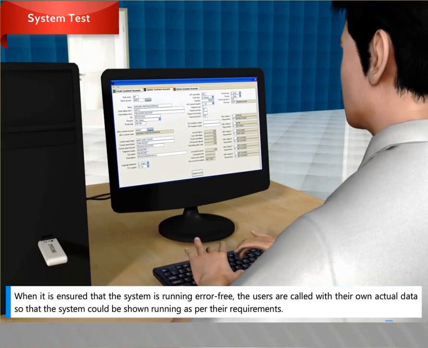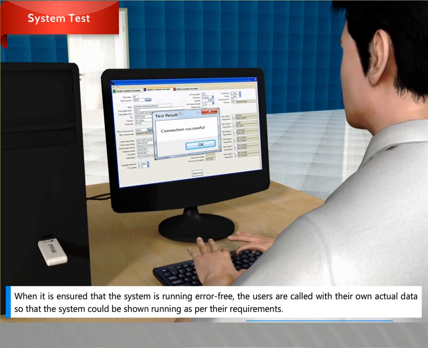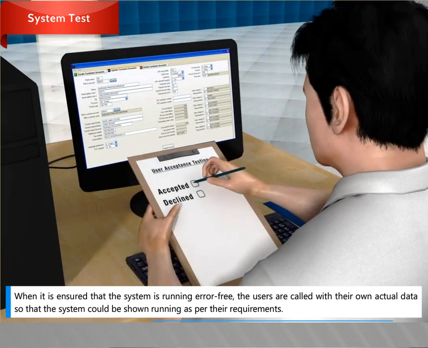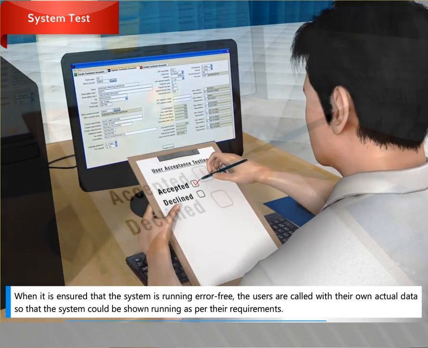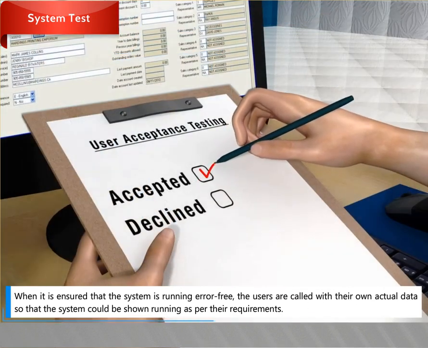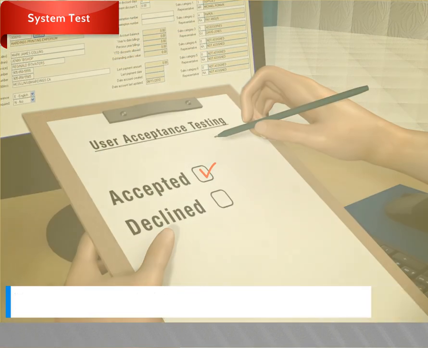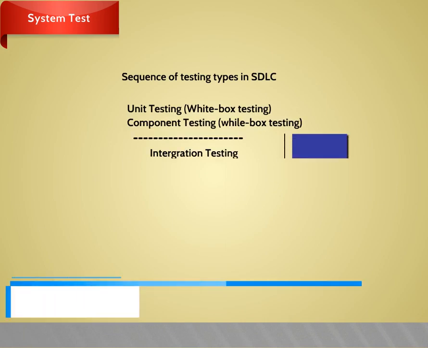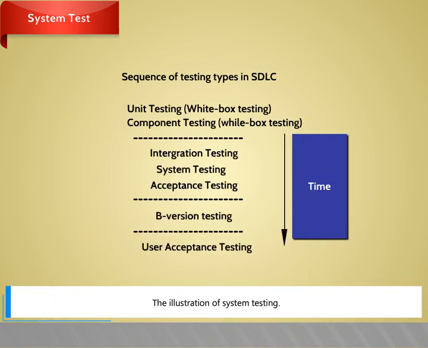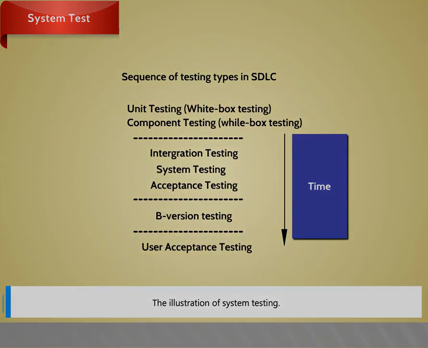When it is ensured that the system is running error-free, the users are called with their own actual data so that the system could be shown running as per their requirements. The illustration of system testing.